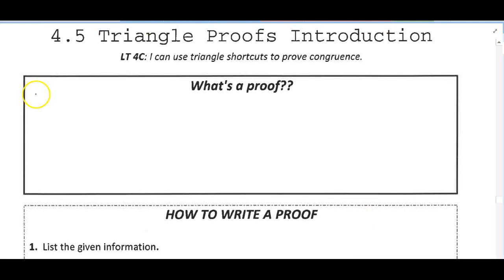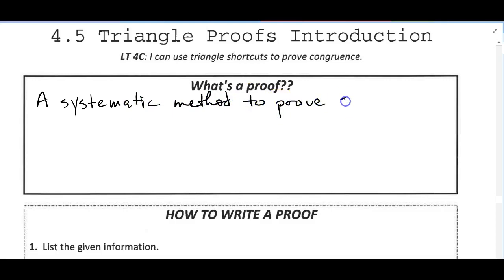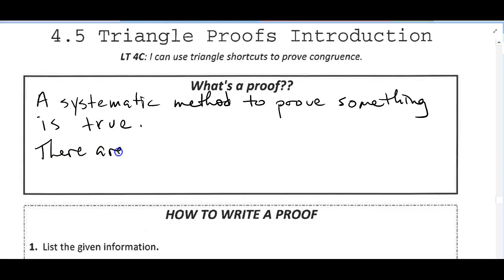Well, a proof is a systematic method to prove something is true. All right, and there are many different types of proofs.